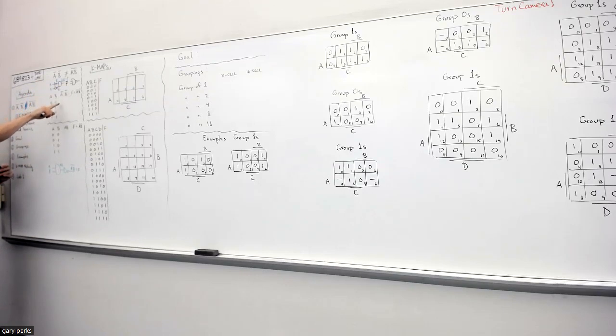So first, each input would be inverted. So this 0, 0 would become 1, 1. This 0, 1 would become 1, 0. 1, 0 would become 0, 1. And then to get the output, not A and not B, they're ANDed together.